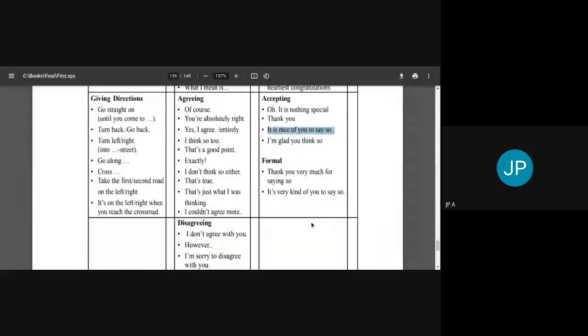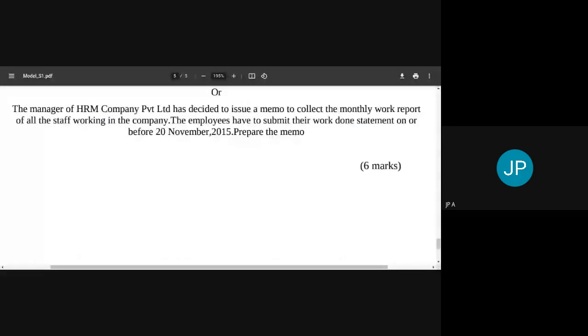Okay, so the last topic that we will have to discuss is the last question in the question paper: how to write a memo. This is also the last topic in the textbook, fourth module, the last topic on how to write a memo.